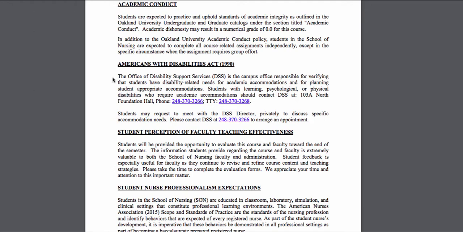Student perception of faculty teaching and effectiveness. I always recommend students complete the evaluations that are held for each course, because that's how we learn how to improve our courses, and that's what we utilize to know what we need to change. So I always recommend that students complete these evaluations.